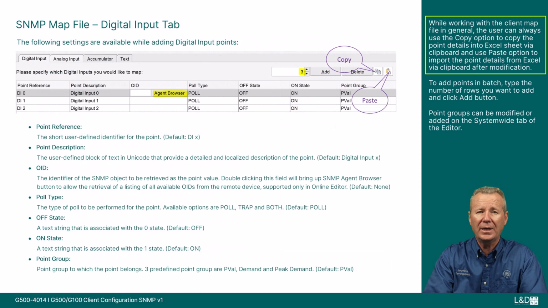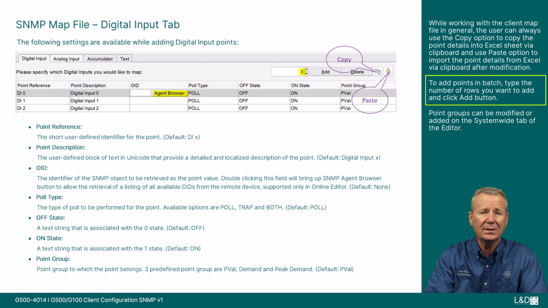While working with the client map file in general, the user can use the copy option to copy the point details into an Excel sheet via the clipboard, and use the paste option to import the point details from Excel via the clipboard after modification. And to add points in a batch, type the number of rows you want to add and click the Add button. The following settings are available while adding digital input points.